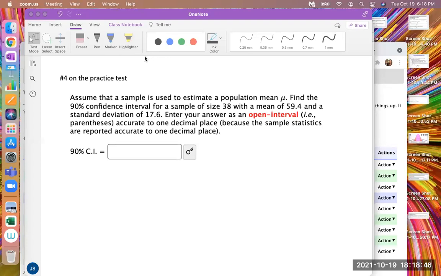This is number 4 on the chapter 8 practice test. It says, assume that a sample is used to estimate a population mean. Find the 90% confidence interval for a sample size of 38 with a mean of 59.4 and a standard deviation of 17.6. Find your answer as an open interval. That means in parentheses. Let me just clarify what that means here.